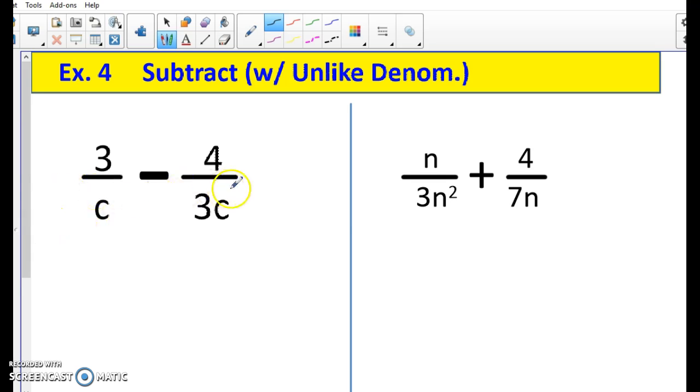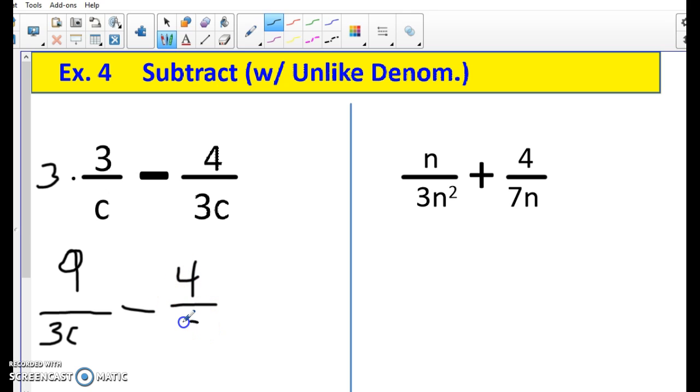Alright, let's try a problem like this. We'll see we don't have like denominators, but I can make like denominators here pretty simply. I have a c here and I have a 3c here. Well, to make common denominators, I just need to multiply this equation by 3. And remember, both of them get multiplied by 3. So I'm left with 9 over 3c minus 4 over 3c. Didn't have to do anything to that right side because it was already at 3c. And so then I'm just left with 5 over 3c.